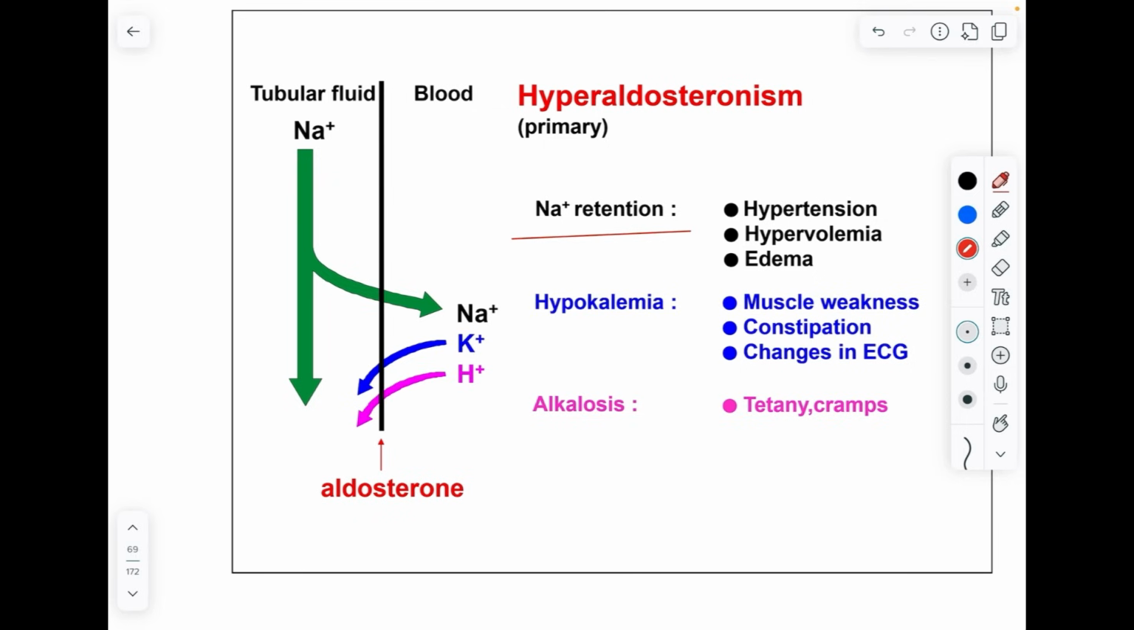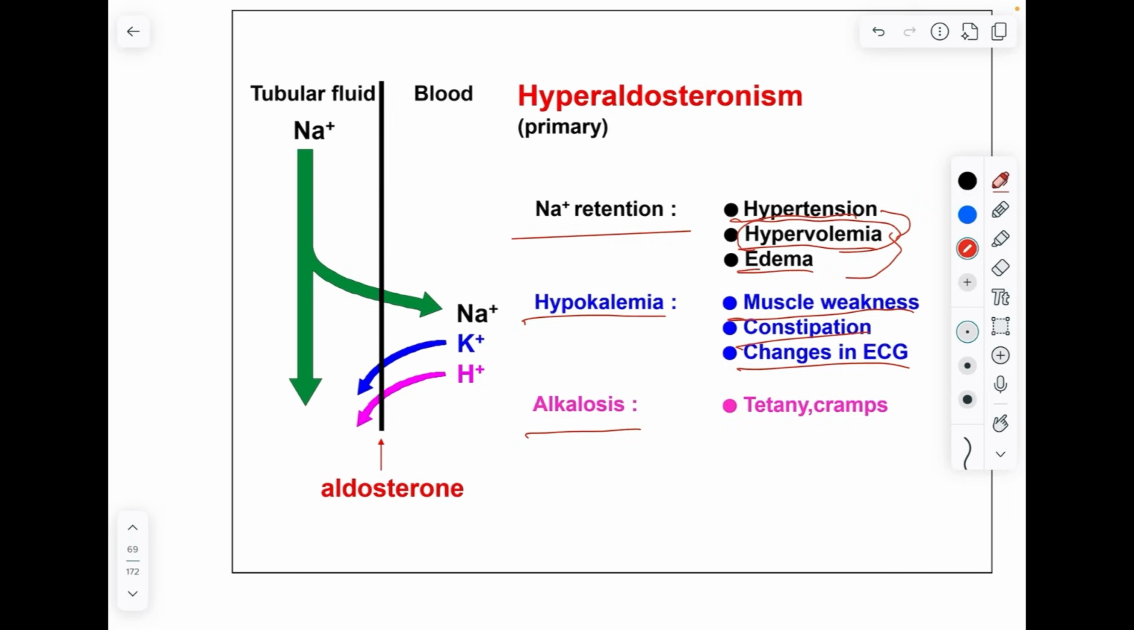Sodium retention, because we are reabsorbing sodium. That leads to hypertension, hypervolemia and edema. Why? If you have sodium, water follows sodium, you have high blood volume, leading to hypertension and edema. Now, hypokalemia, because if you remember guys, aldosterone gets rid of potassium. So we'll have muscle weakness, constipation and changes in ECG.